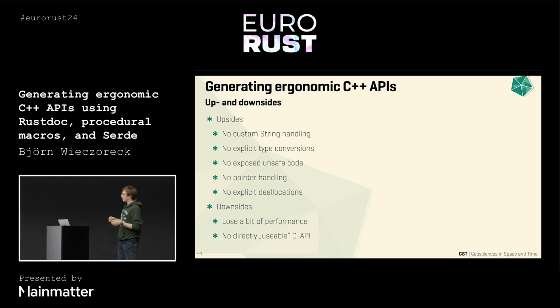So to summarize, this loss of performance is basically one of the two downsides that we can see with this. The other is that you don't have a directly usable C API. But other than that, for us, it has so many upsides. So we don't have this custom string handling anymore. Granted, that is an issue just for us, but it's completely eliminated on the Rust side. We don't have to deal with these type conversions anymore. We don't have to write unsafe code if we want to add something to the API. We don't have this manual pointer handling or manual deallocating of memory, which is just so much better on the Rust side.